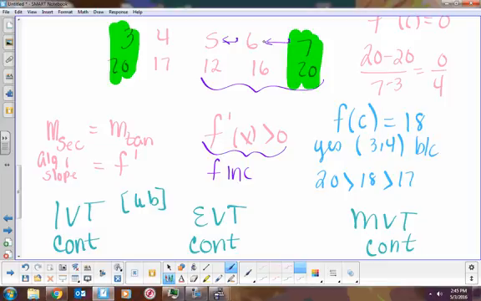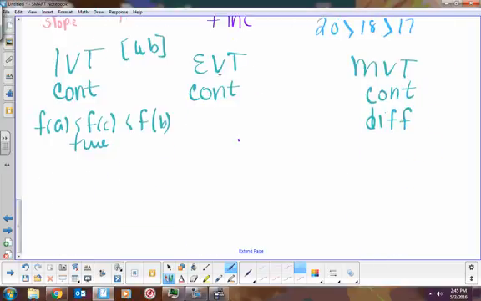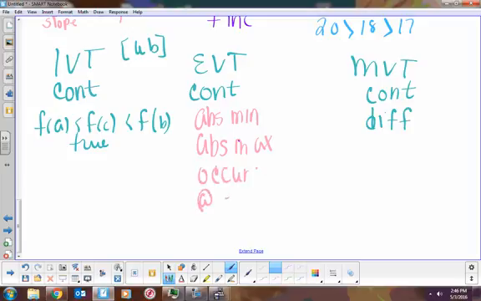They would only give you one that worked. Okay? So that's what we mean by intermediate value theorem. Extreme value theorem means that there is an absolute minimum and an absolute maximum. Those absolute minimums and maximums occur at the endpoints, that would be the A and the B, or at a critical number.